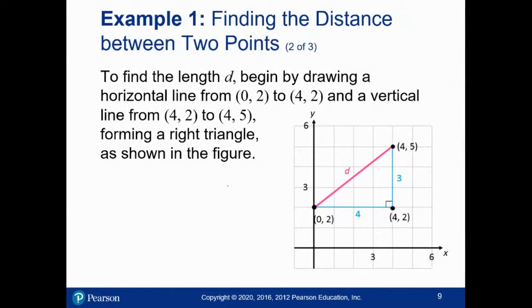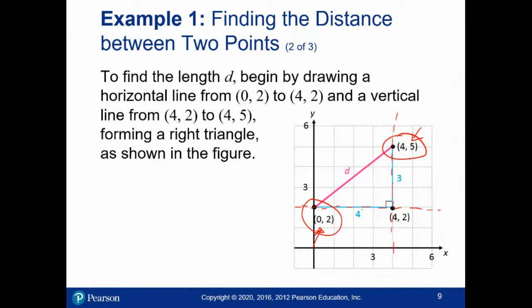Can we find the length? Well, we've got this point here at (0, 2), and this point here at (4, 5). Now, if I were to just draw this horizontal line, the horizontal line going through this point here, and the vertical line going through this point here.